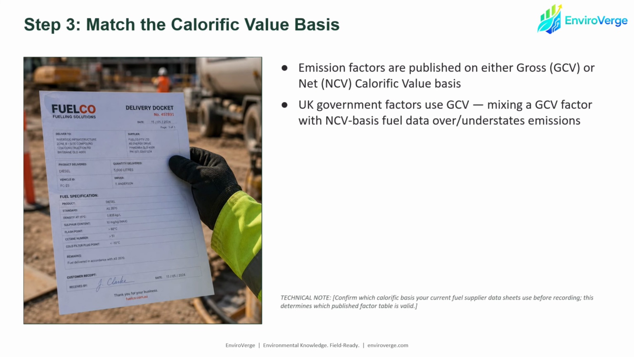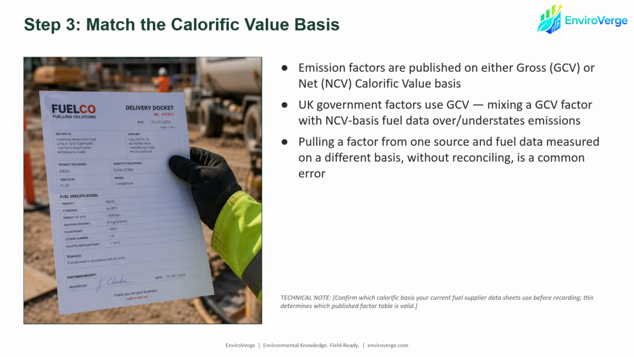Most UK government conversion factor tables are published on a GCV basis. If your fuel supplier data gives you consumption figures measured on a net basis, and you apply a gross factor, your calculation is wrong before you've multiplied anything. Check your fuel supplier datasheet. Find the calorific specification. Match it to the basis of your factor table. If they don't match, convert first, then calculate. This is a pre-calculation check. Do it before you open the formula.